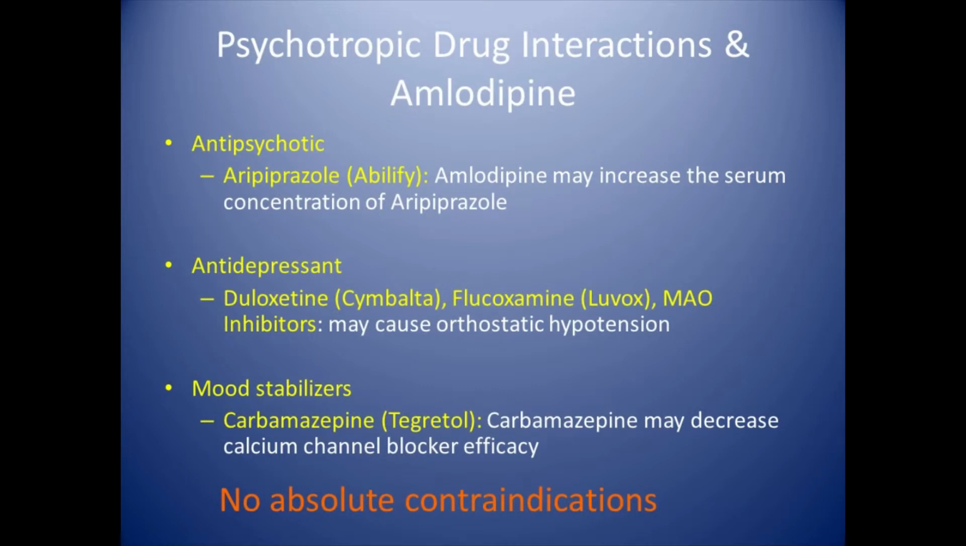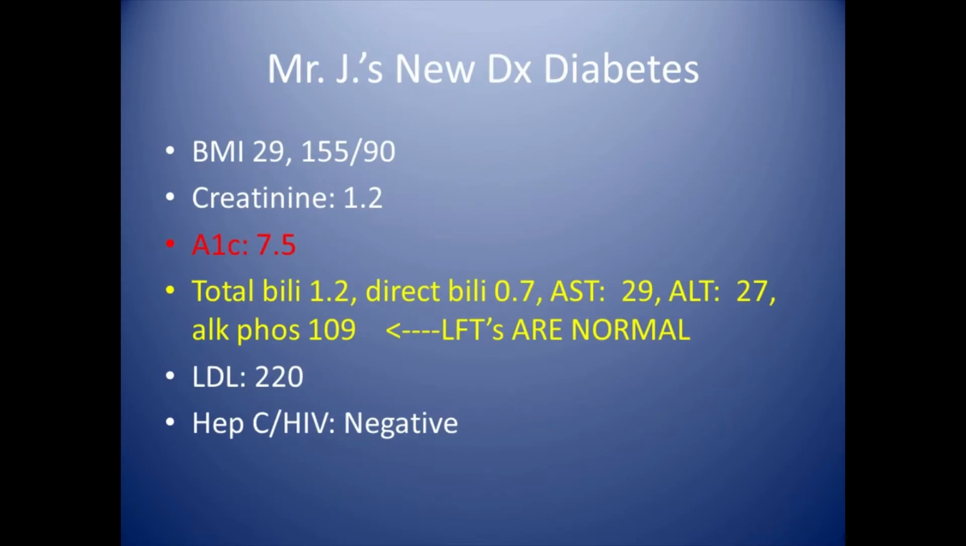Among mood stabilizers, carbamazepine may decrease calcium channel blocker efficacy. Mr. J also had a new diagnosis of diabetes. His hemoglobin A1C was 7.5. His liver function tests were normal.